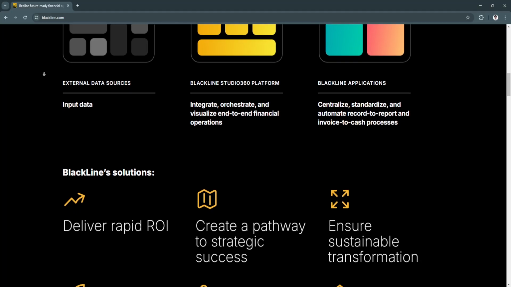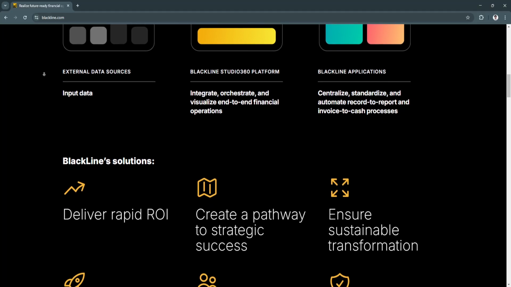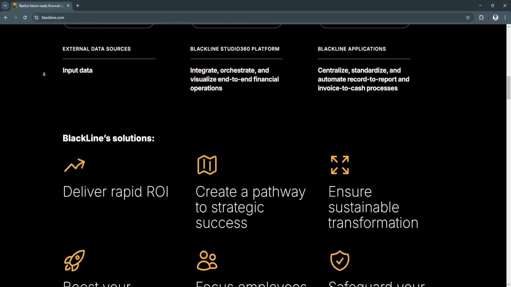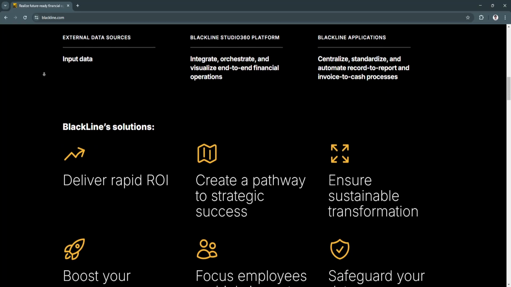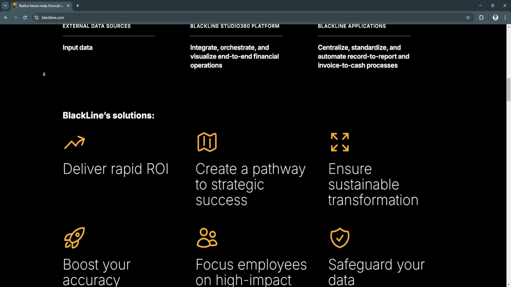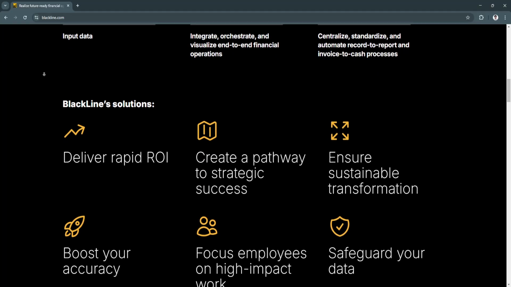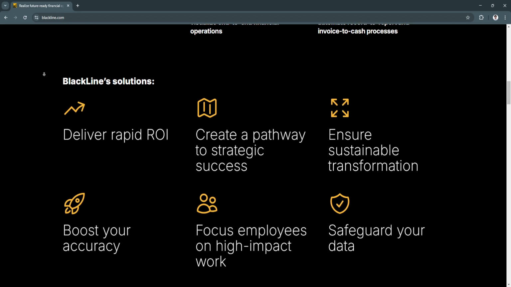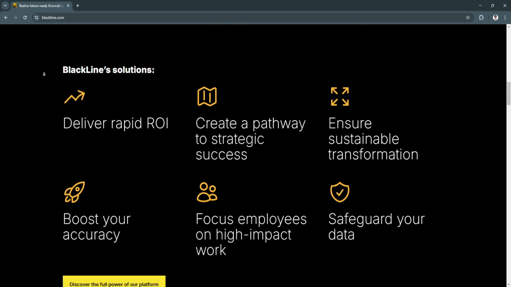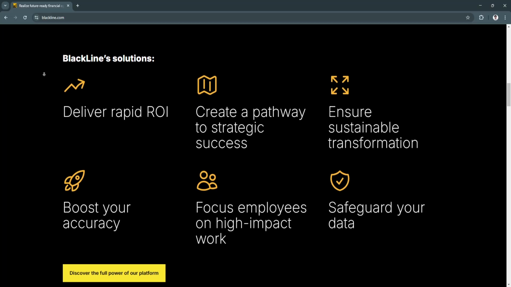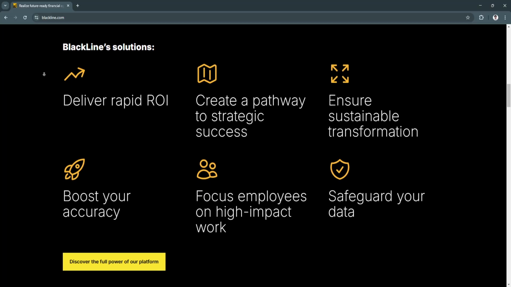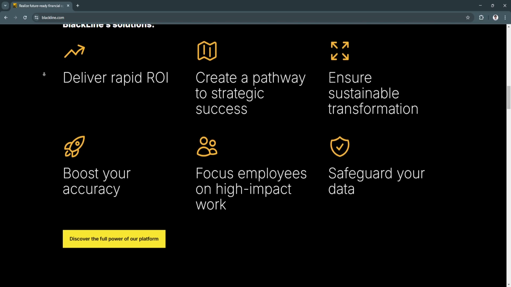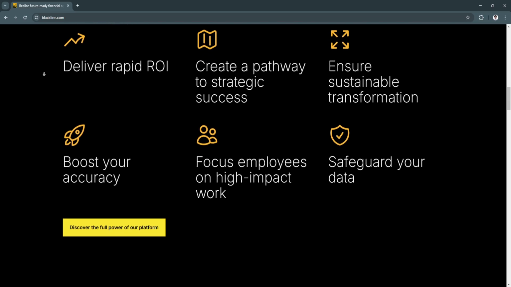Another key feature is the real-time financial insights and reporting. The platform offers custom dashboards, audit trails, and detailed financial reports, providing real-time visibility into financial performance and risks. This helps finance teams make data-driven decisions and monitor compliance in real time.